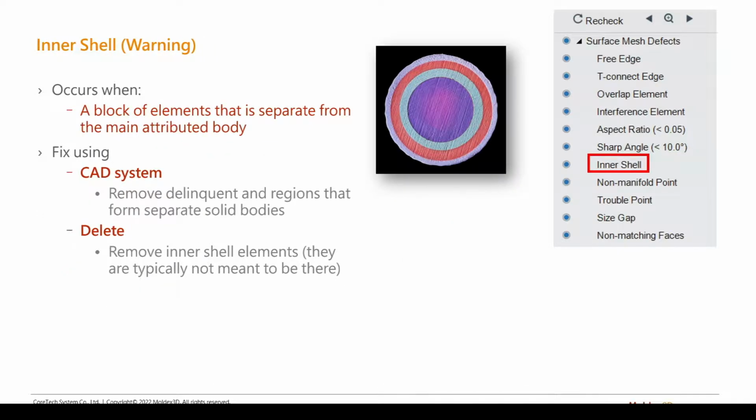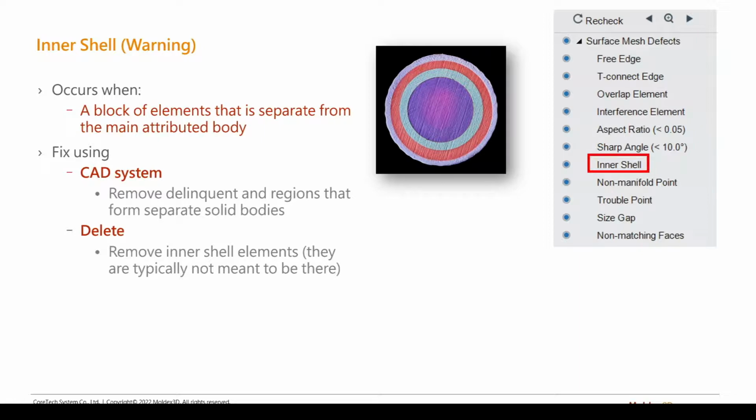All right, an inner shell is more of just a warning. It's not always necessary to fix these. However, inner shells will happen whenever you have a volume encapsulated by another volume. So you can see in the picture that there are multiple spheres. So that's how you can think of an inner shell. It's just a sphere within a sphere, but there's no connection between those two bodies.